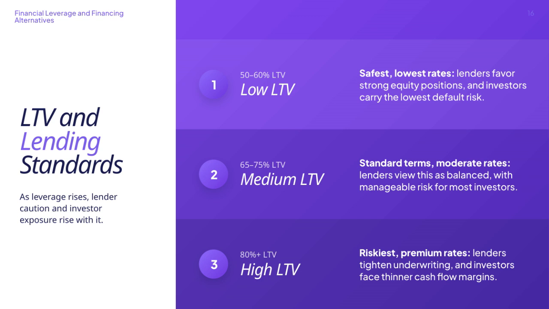Investors also face the least risk in this range. Moving up to a medium LTV, between 65 and 75%, terms become more standard with moderate rates. This level is seen as balanced by lenders, representing manageable risk for most investors.